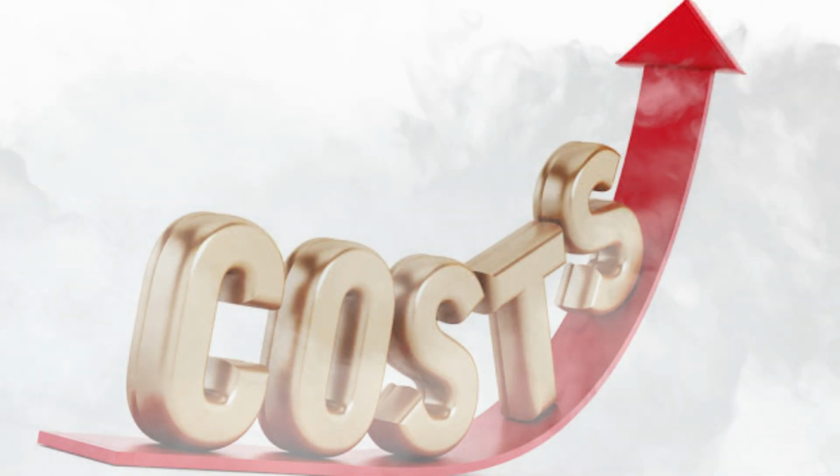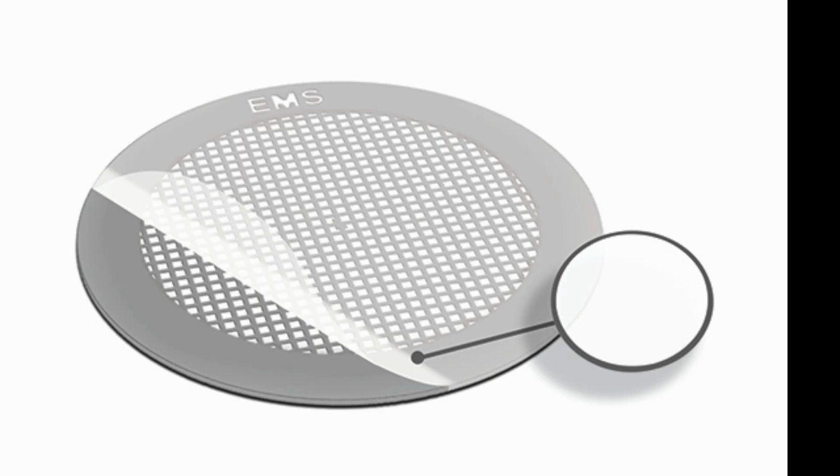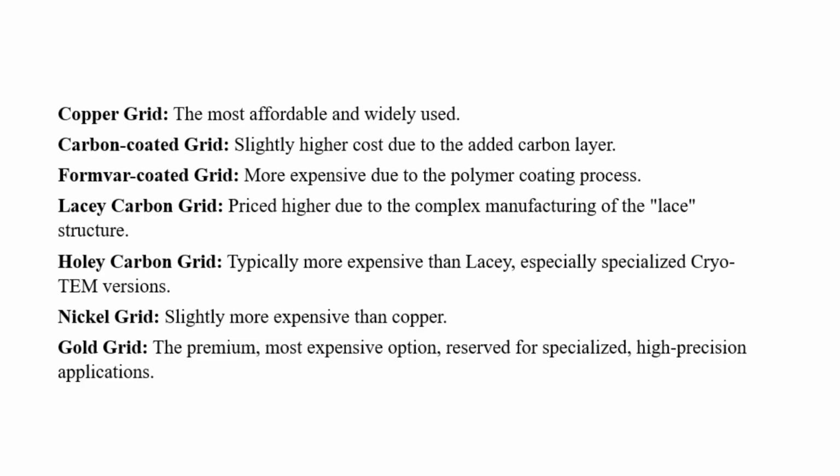A note on costs. While prices vary by manufacturer and specifications, here is the general hierarchy, assuming a standard 3 mm, same mesh size grid, ordered from most budget-friendly to premium. 1. Copper grid, the most affordable and widely used. 2. Carbon-coated grid, slightly higher cost due to the added carbon layer. 3. Formvar-coated grid, more expensive due to the polymer coating process. 4. Lacey carbon grid, priced higher due to the complex manufacturing of the lace structure.